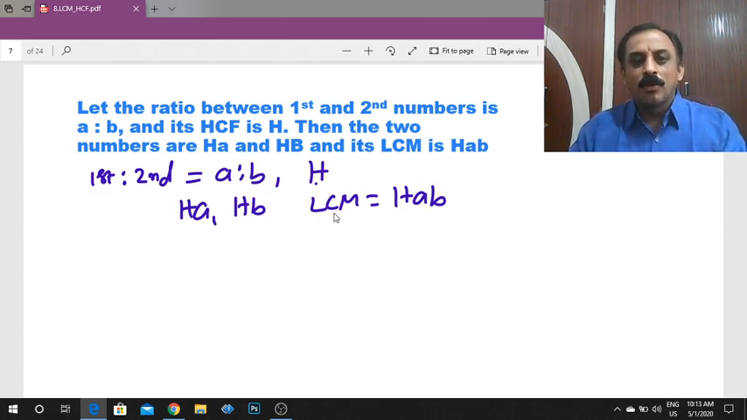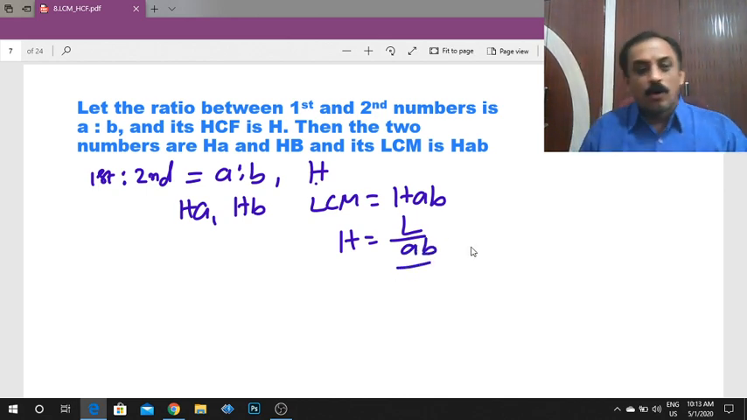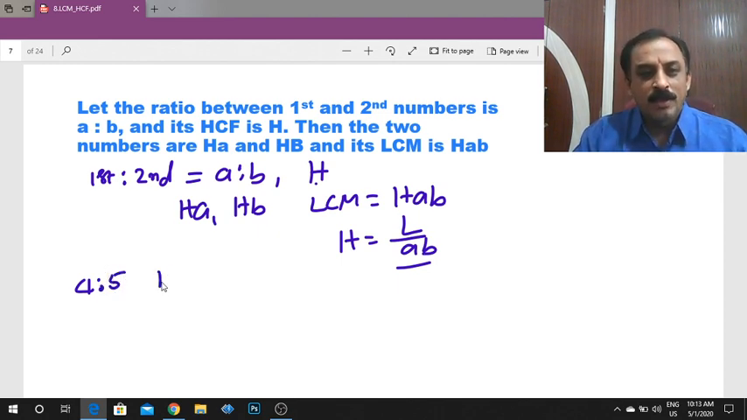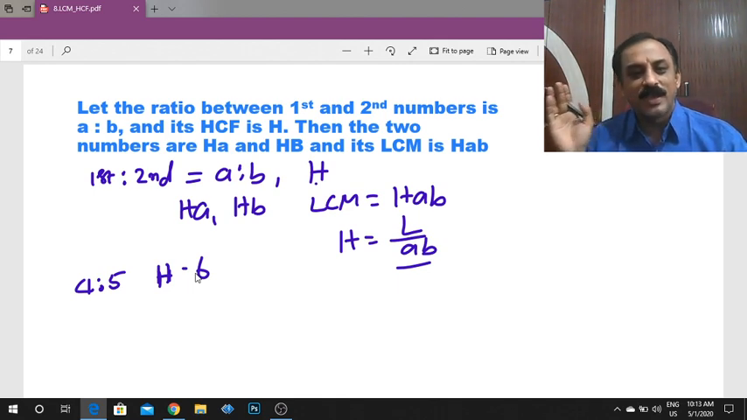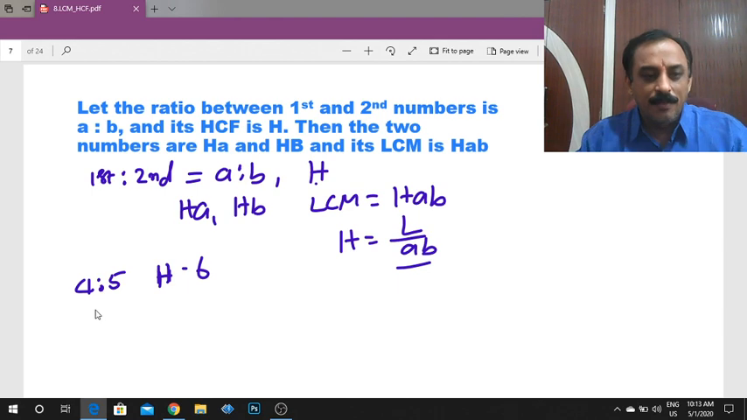For example, if you know the LCM and you know the ratio, then the HCF is equal to LCM by AB. Okay, now a small example. Two numbers are there in the ratio 4 is to 5. Its HCF is 6. Then tell me the two numbers and its LCM.